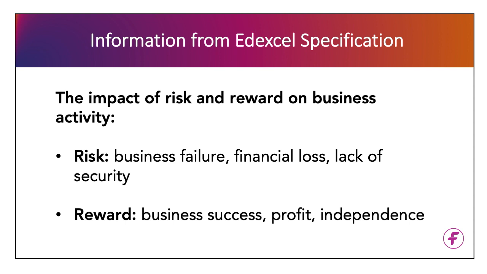When your business becomes very successful, you gain profits. The last reward of a business is you become very independent. You decide when you work and how you work. So three things you need to know about reward of a business: business success, profits, and independence. These are the 6 main things you need to know in this topic.